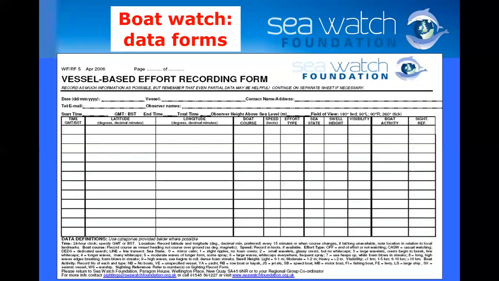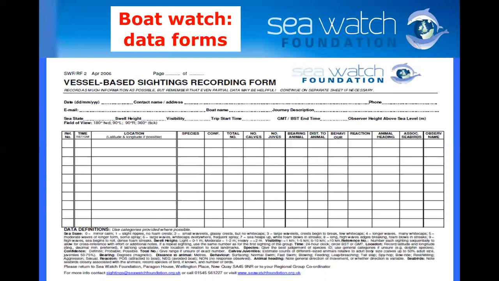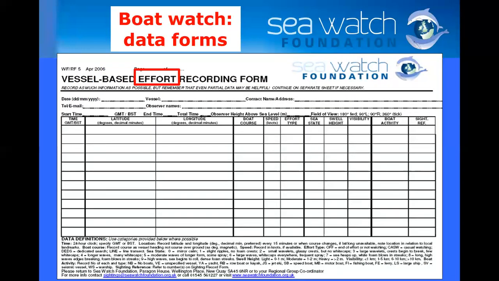Then we have the vessel-based forms. We have a form for effort and a form for sighting. Going back to the effort form, the important thing is that, first of all, we have two sheets here. We have two forms together, always together. Every single watch we conduct, there are two forms together.